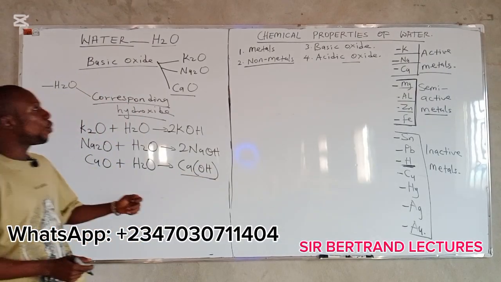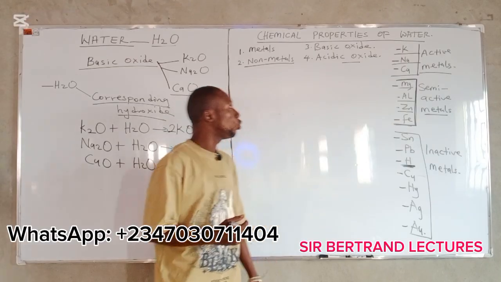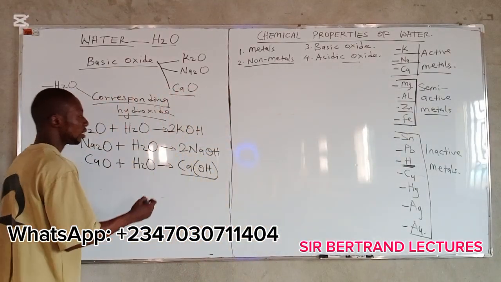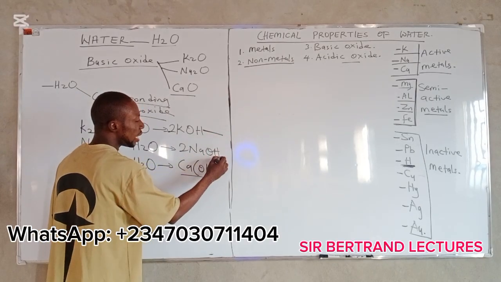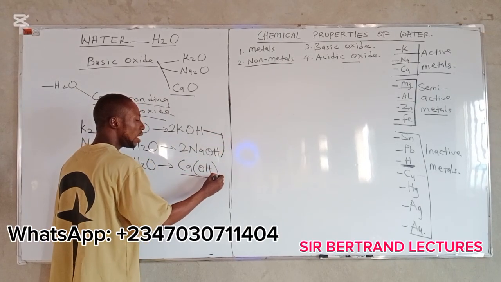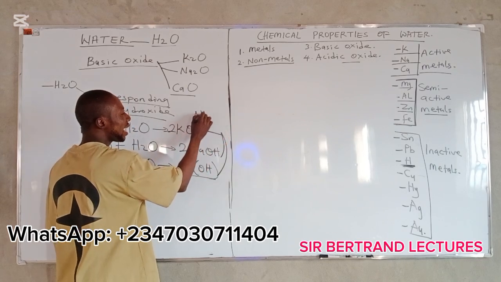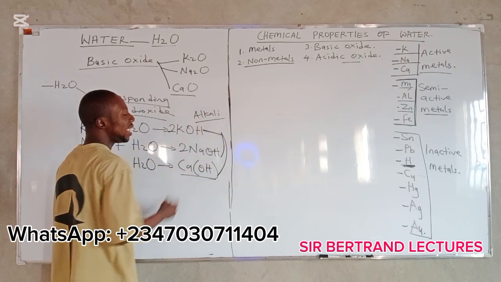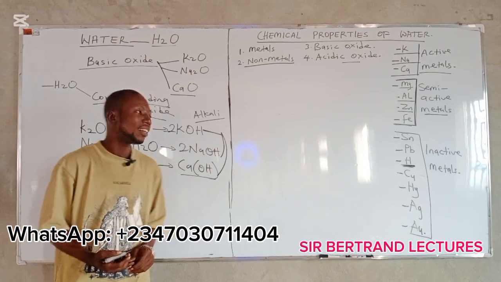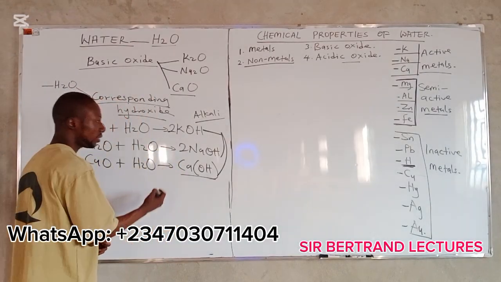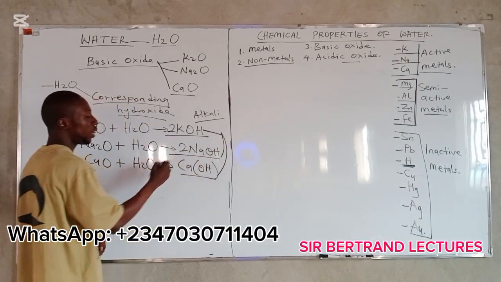All right? So when basic oxide reacts with water, it's going to produce the corresponding hydroxide. And here, the potassium hydroxide, sodium hydroxide, and calcium hydroxide, they are alkali. Why are they called alkali? Because these are bases that are soluble in water. They are soluble bases. Sodium hydroxide is highly soluble in water.